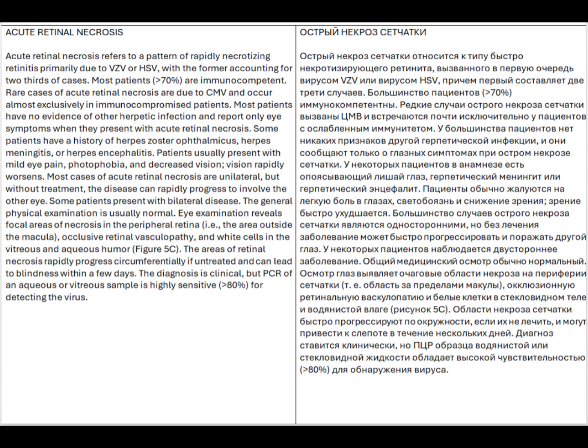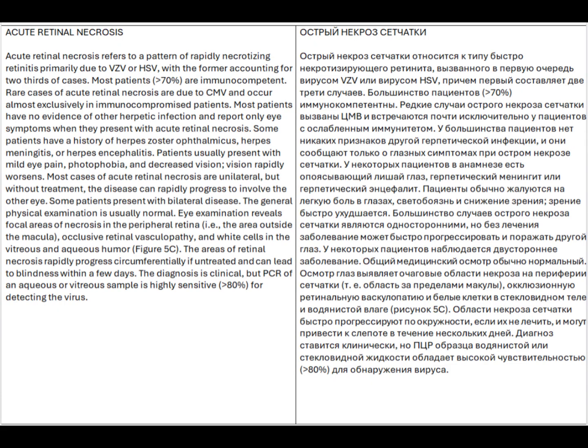Patients usually present with mild eye pain, photophobia, and decreased vision that rapidly worsens. Most cases of acute retinal necrosis are unilateral, but without treatment, the disease can rapidly progress to involve the other eye. Some patients present with bilateral disease.